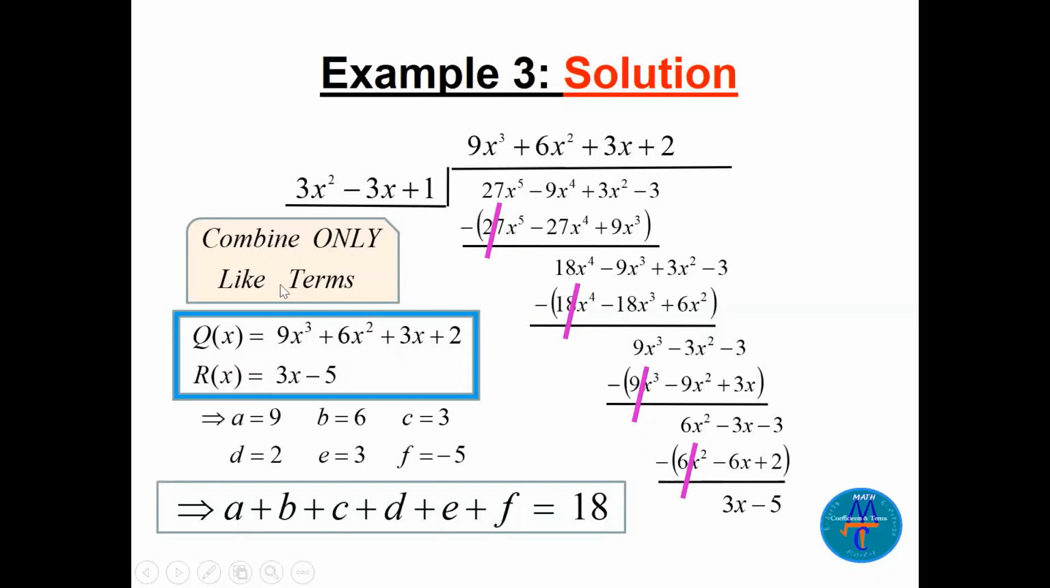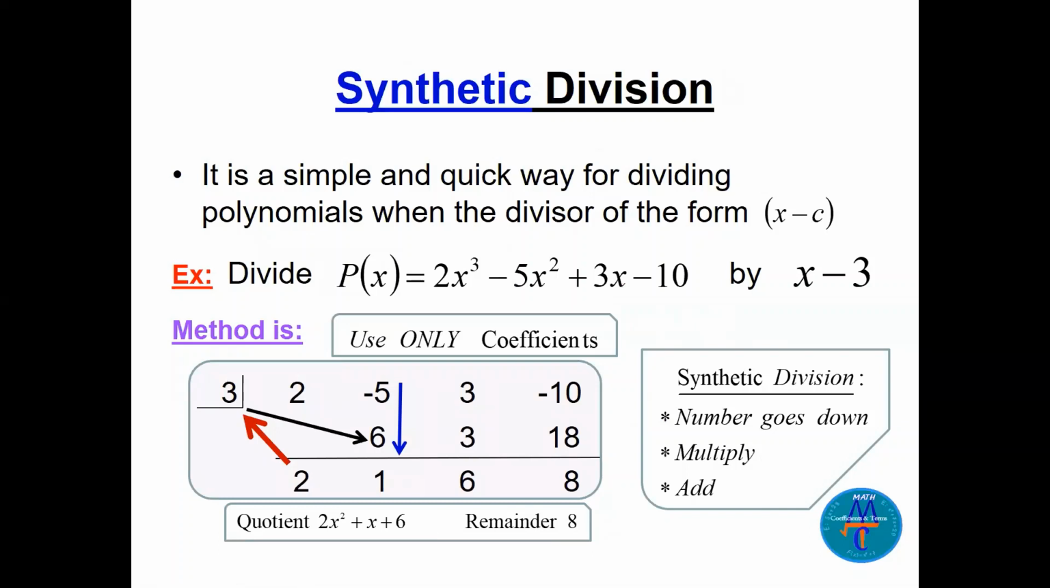Combine only like terms, remember. When I say combine only like terms, you cannot combine squared and the cube. So you have to put cube and squared. You combine squared with the squared, cube with the cube. Now, these are the numbers. A is 9, B 6, C 3, D 2, E 3, and F is minus 5. When you add all these numbers, you get 18. Nice question.